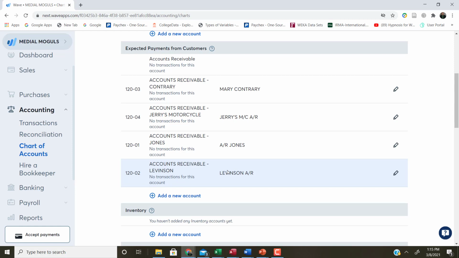For this small of a project, it doesn't really make any difference, but this is a way that I can keep track of them. And of course, the same thing would be true for the accounts payable.